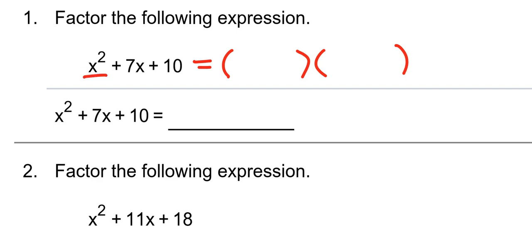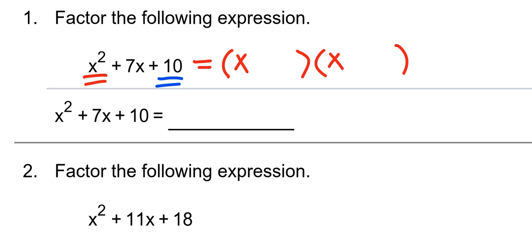Now, I need two things that multiply together to give me x squared. I believe you'll remember something like this. You have x and x. The next thing that you need to figure out is two things that multiply together to give you 10, but add up to 7.